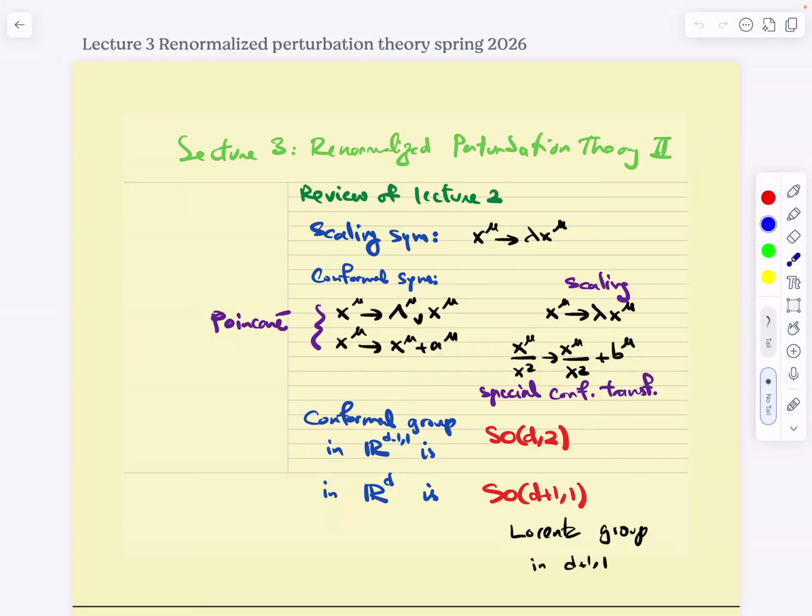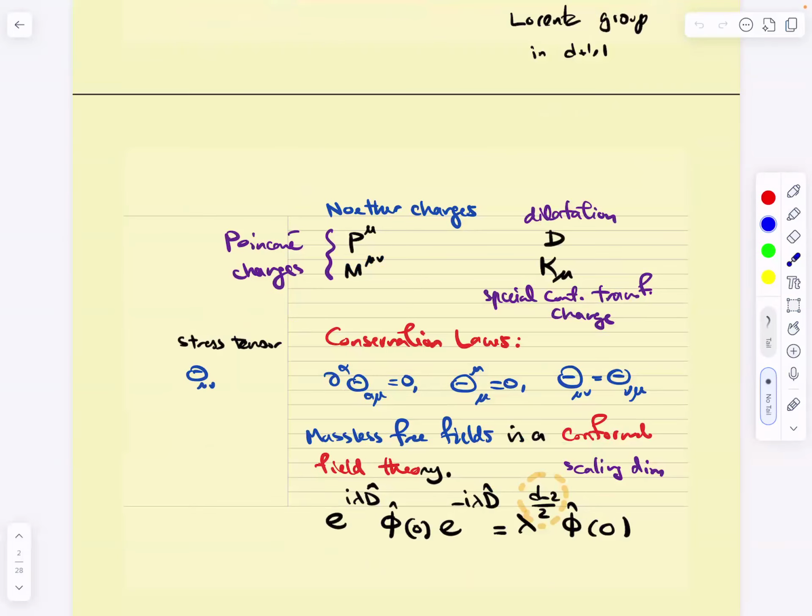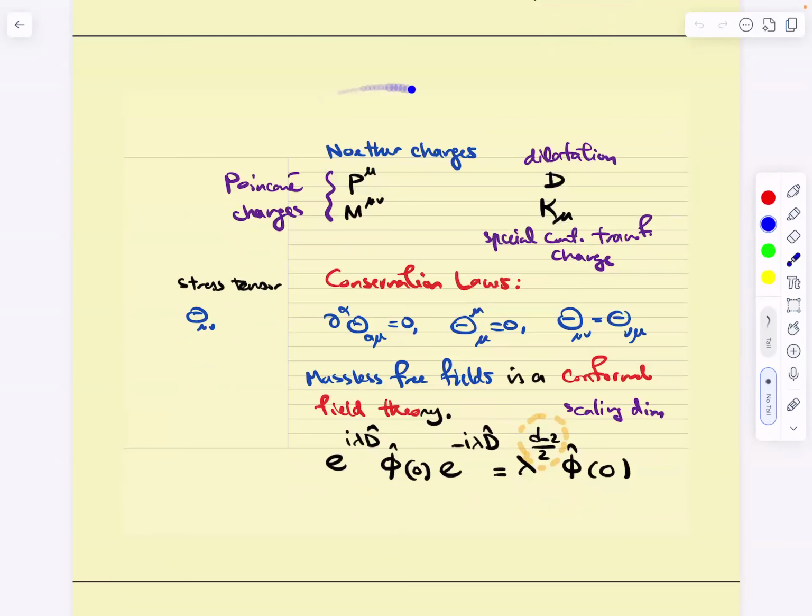So the Euclidean conformal group is the Lorentz group in 2 higher dimensions, right? The generators, the Noether charges, classically are P mu and M mu nu for the Poincare charges, and for the dilatations they are D and K mu. D is the generator of scaling, and for the special conformal transformation, the generator is K mu.